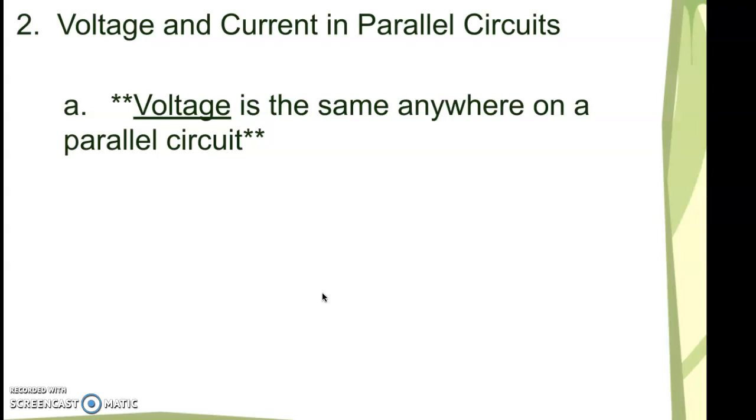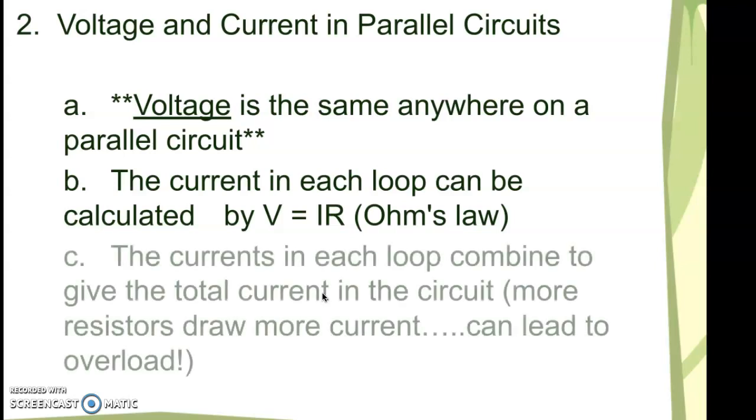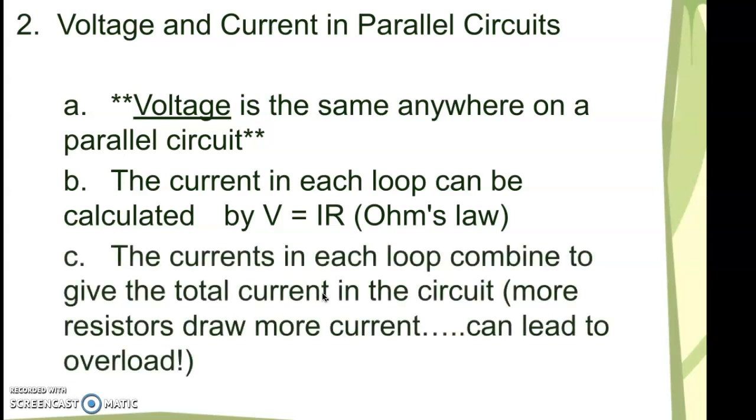With a parallel circuit, it's the voltage that remains constant at all locations. The current is going to vary in each loop or each branch, and you can calculate each current in those loops by using Ohm's law. And you can check your work because if you add up those currents, it should equal the original total current that we calculated to begin with.